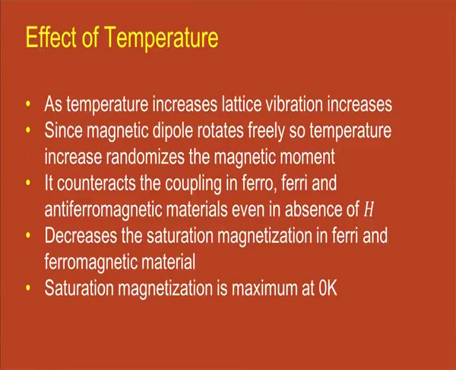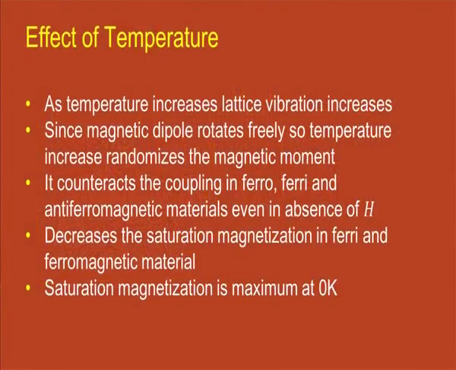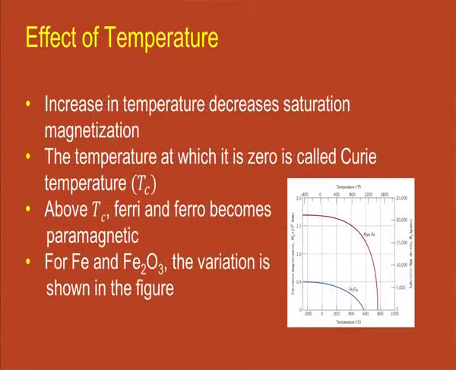So, because of this counteracting randomization to the interaction of the spin between the neighboring atoms, there is a decrease in the saturation magnetization in ferri and ferromagnetic material, and the saturation magnetization is maximum at absolute 0 temperature. As you can see in the graph in this particular slide, the saturation magnetization versus the temperature plot of pure iron and Fe3O4 is presented.